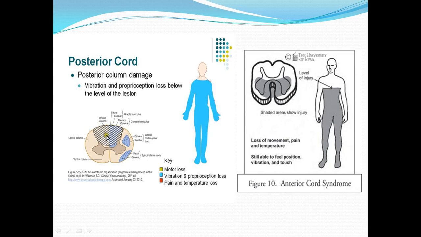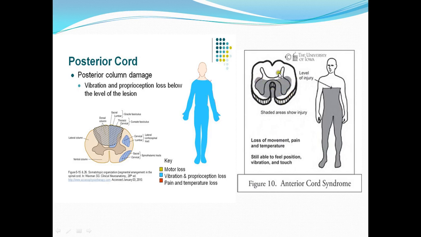If the posterior cord is involved, the posterior cord contains only the dorsal column, and the dorsal column is for position and vibration. So if there is infarction or damage of the posterior portion of the cord, in this patient the power will be intact, and the pain and temperature will be intact. Only the position sense and vibration will be involved. And when there is anterior cord involvement, there is motor deficit as well as loss of pain and temperature.